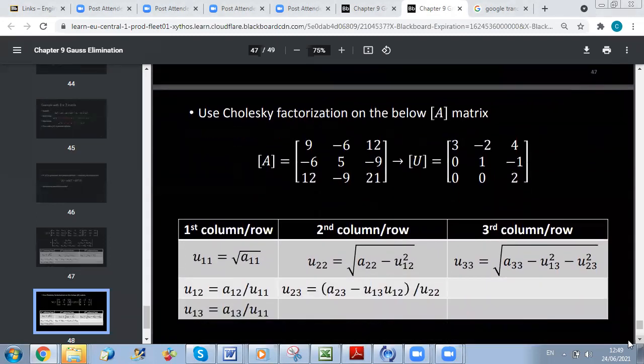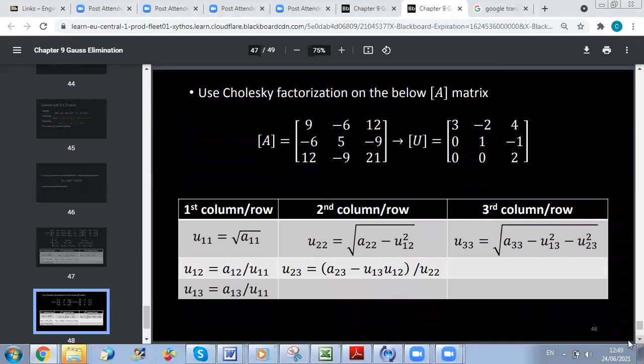Okay, so for example, let us practice. Let us use Cholesky factorization for the below A matrix. If I give you the below A matrix and I tell you to factorize it into a lower and upper matrix, you have several possibilities. You can do Gauss elimination and you directly find L and U. Here's the technique to find LU factorization, because we do elimination and then we fill the lower matrix by the factors used in the Gauss elimination.